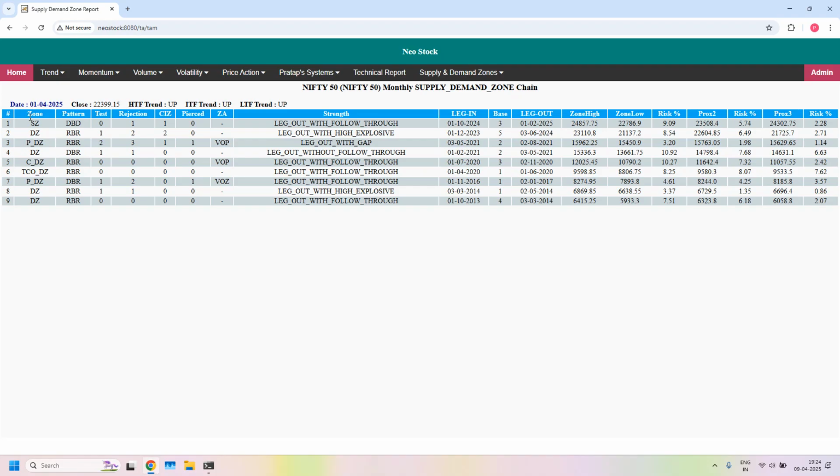In all the supply demand zone chain reports, always look into the zone column to find the high liquidity zones, and look into the pierced column to find the pierced zones. Always look into LTF trend to find the trend of the current time frame you have selected. I'm giving you only a few seconds to watch the report, so I request you to pause the video, study the report, and only then move on to the next reports. Please remember these rules. Okay, I'm going back.